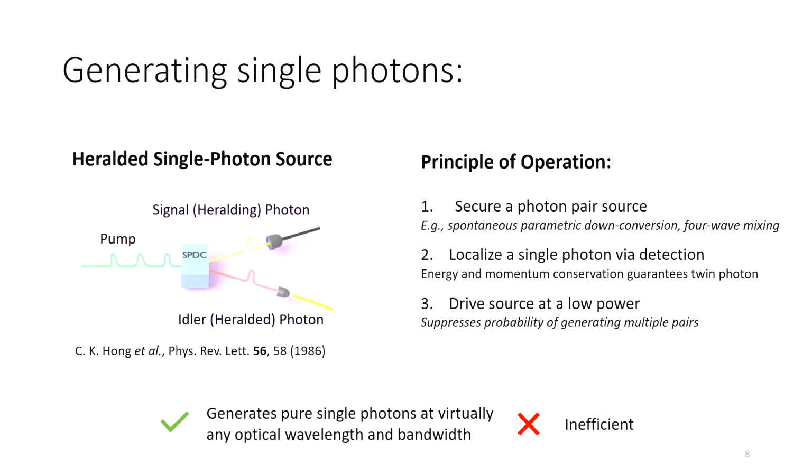We have to drive this source at a low power because the harder you drive it, you increase your chances of making multi-pair events, which is undesirable because it causes your source to emit more than one photon at once. Overall, this approach is beneficial in that it can generate pure single photons at virtually any optical wavelength and bandwidth. However, it's inefficient. I'll elaborate on what I mean by that.